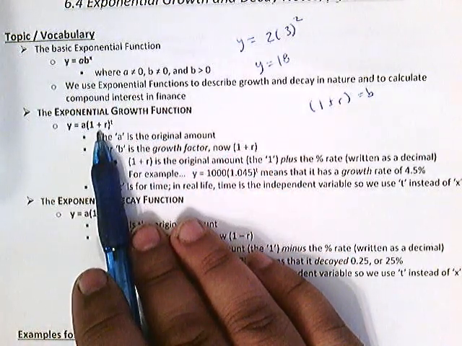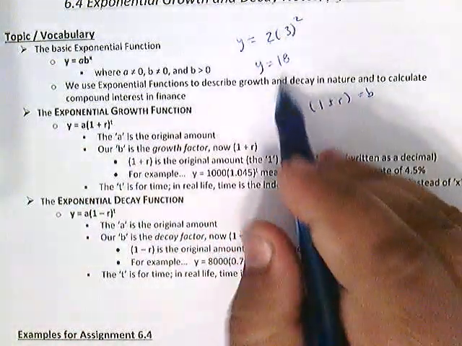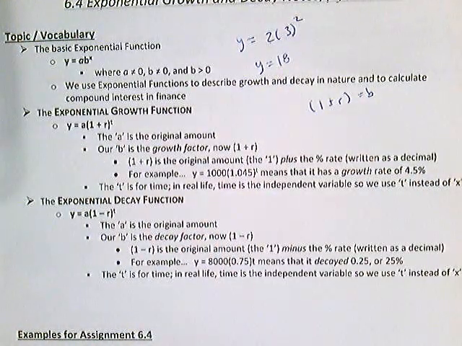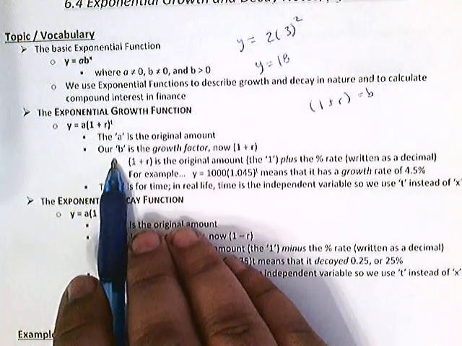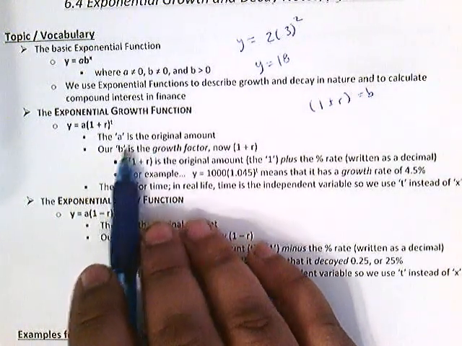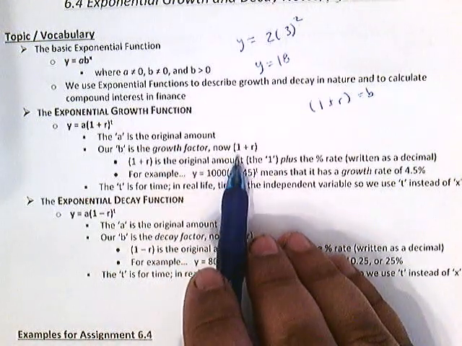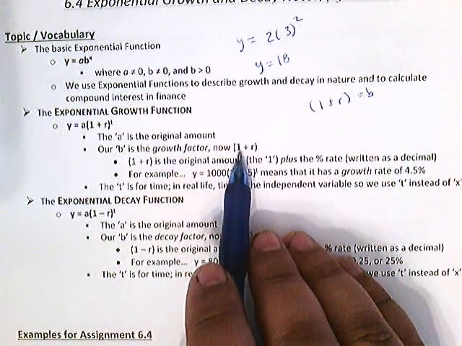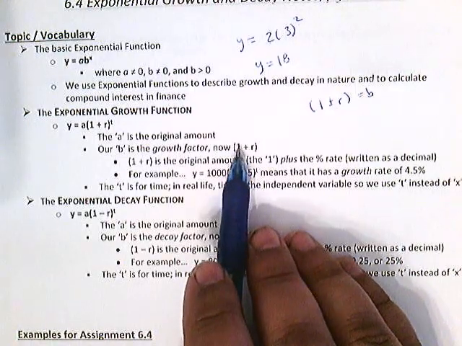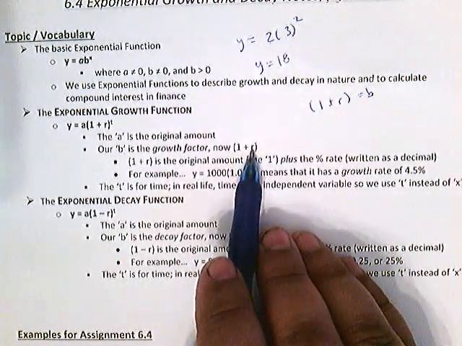Now, to write one or to use one is actually fairly simple. It's as easy as doing this, okay? They're just changing the terms on us a little bit, okay? So our A is the original amount. The B is the growth factor, and we use this term 1 plus R. Using 1 plus R, that's our mathy way of saying it's the original amount plus however much was gained, okay?